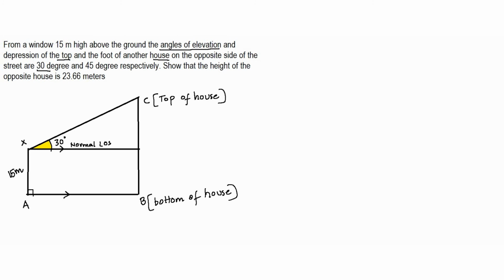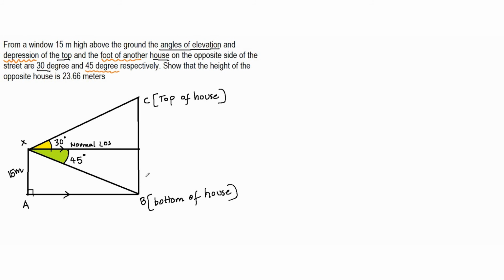So let us continue reading. The angle of depression of the foot of the house is found to be 45 degrees. That means from this particular point, if you want to take a look at the bottom of the other house, the angle of depression, that is this particular angle, is 45 degrees. This is the angle of depression.